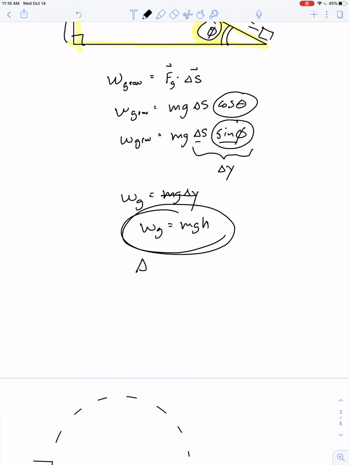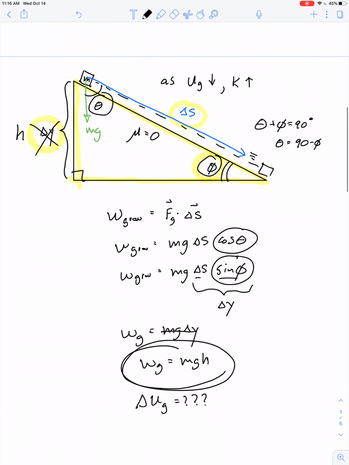What is the change in gravitational potential energy in this case? Well, we know what the change in kinetic energy is because there was no friction and because normal force is perpendicular to the displacement. No work was done by friction.